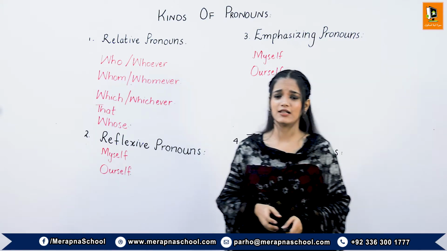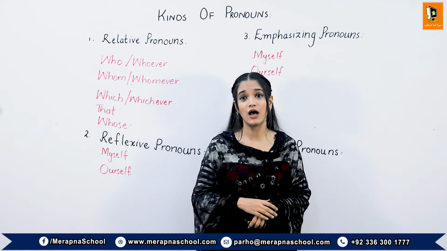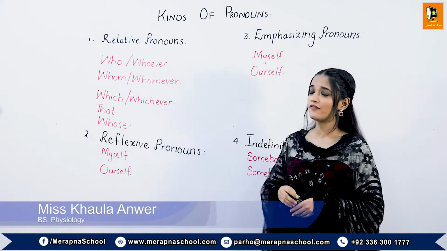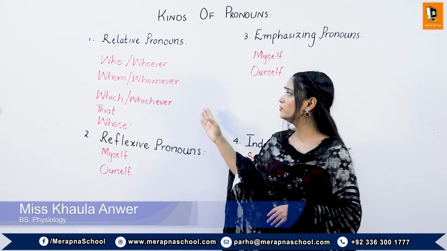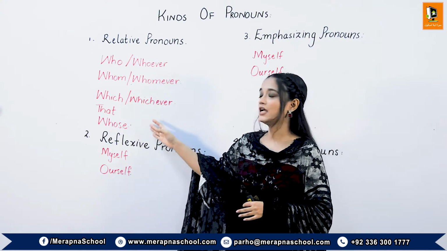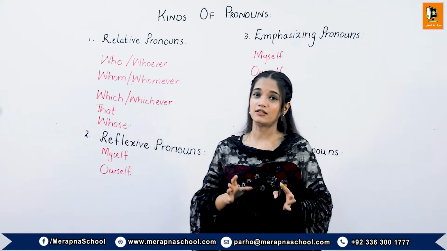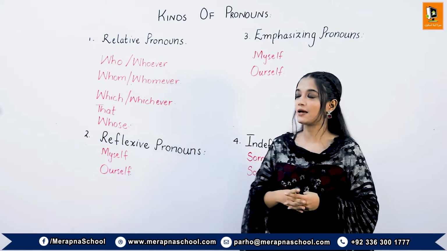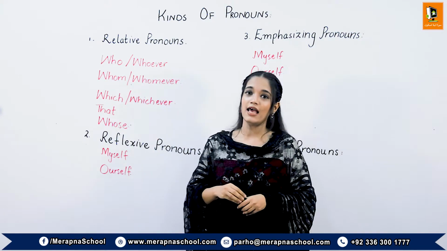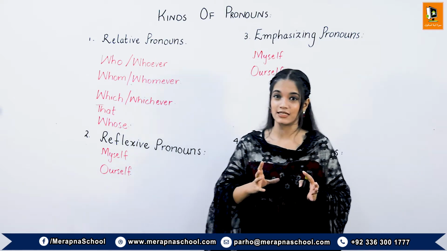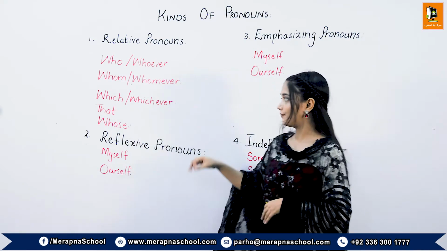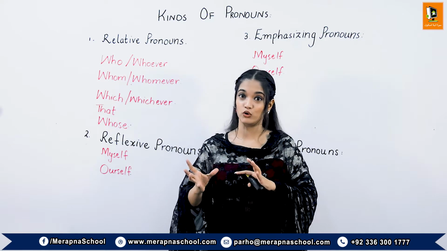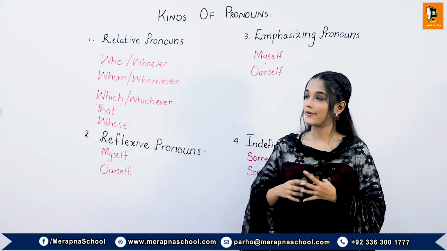The relative pronouns appear in a complex sentence, and to a noun, they are the main clauses. The examples of relative pronouns are who, whoever, whom, whomever, which, whichever, that, and whose. We are going to read about these uses. Who and whoever describe the subject. Whom and whomever describe the object, but they refer to a person only. Which and whichever can describe the subject and object both.